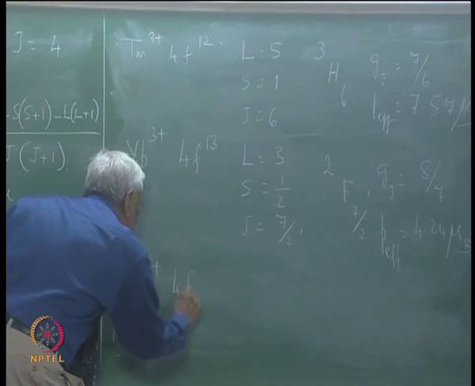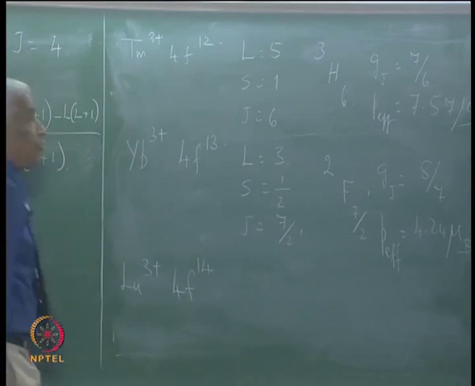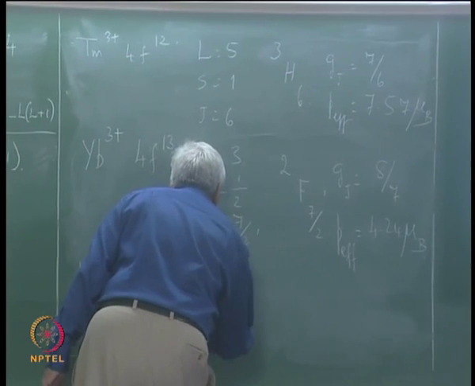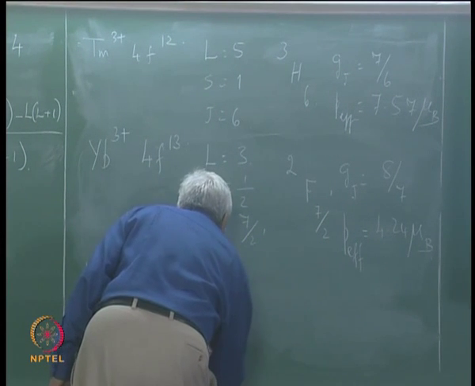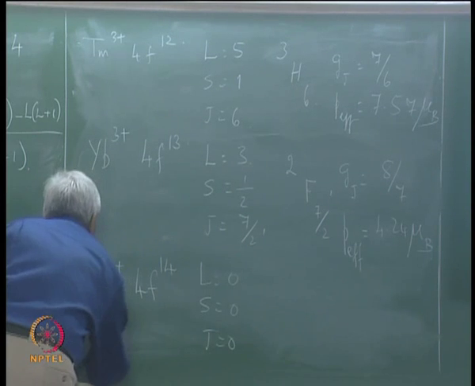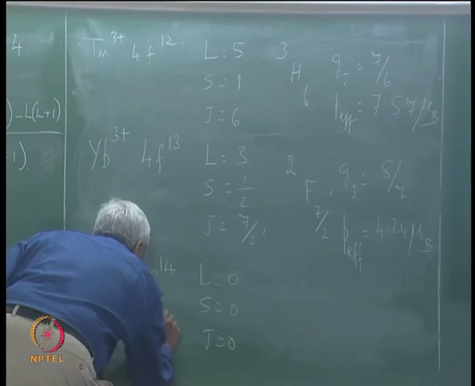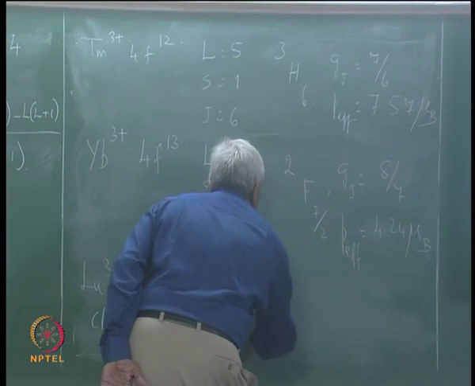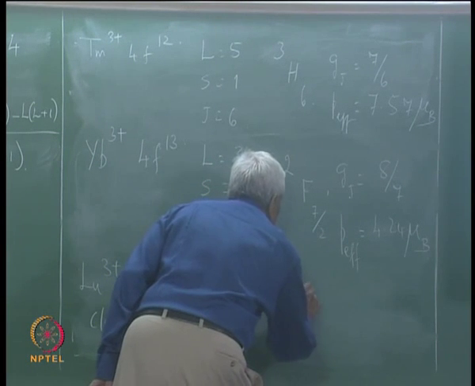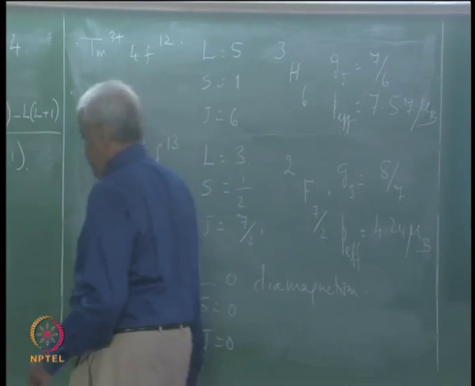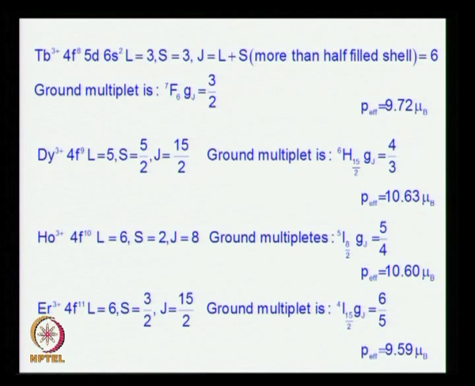We of course have the final case of lutetium, which has the full shell filled with all the 14 electrons. So, this corresponds to L equal to 0, S equal to 0, J equal to 0, because it is a closed shell, and therefore, it is diamagnetic, no paramagnetism, no unpaired electrons. So, that completes the story about the rare earth ions.